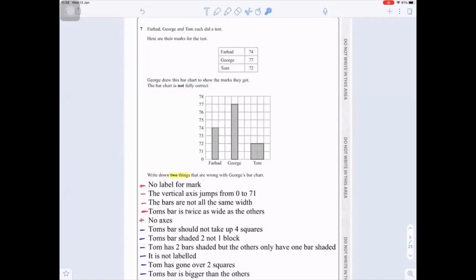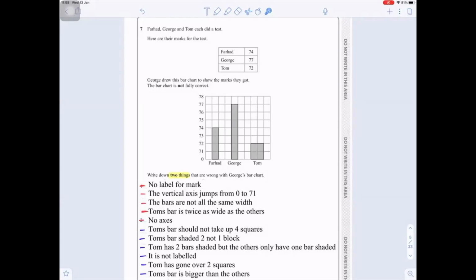Question number 7. Farhad, George, and Tom each did a test. Here are their marks for the test. Farhad 74, George 77, Tom 72. George drew this bar chart to show the marks they got. The bar chart is not fully correct. Write down 2 things that are wrong with George's bar chart.